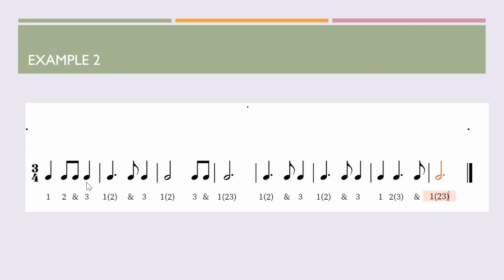Ta, ti, ti, ta, ta, i, ti, ta, ta, ti, ti, ta, ta, i, ti, ta, ta, i, ti, ta, ta, ta, i, ti, ta.